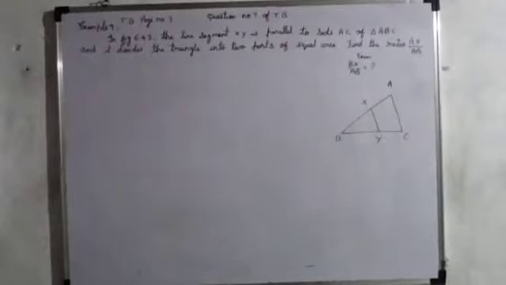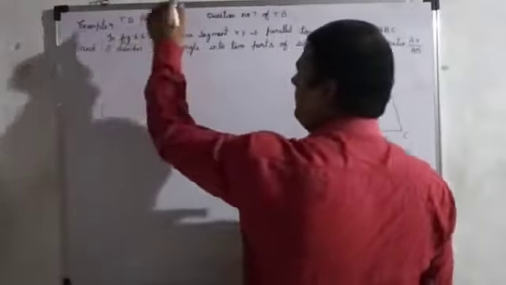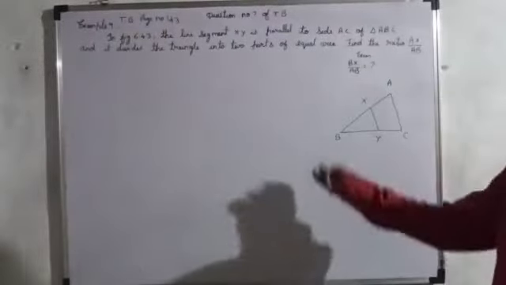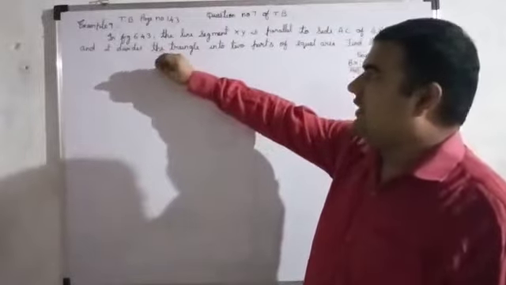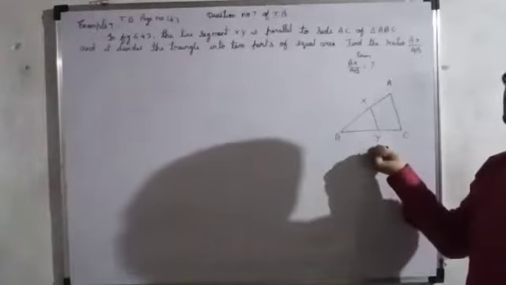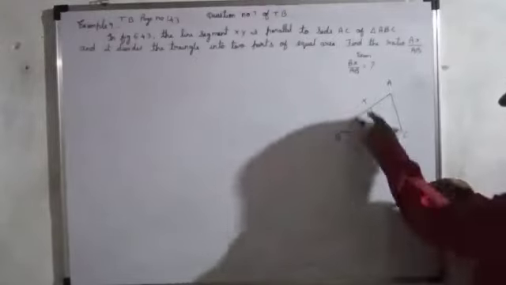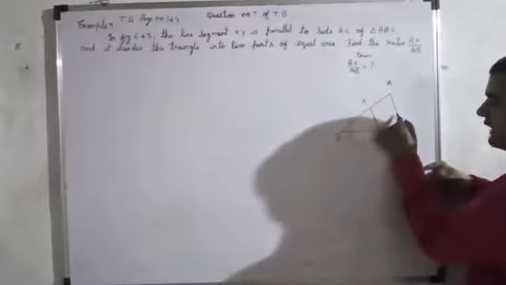Hello students, today we will start with example number 9 of page number 143 of triangles. I think many of you have doubt in this, so we will clear it. So what is the question? See, in figure 6.43, in the textbook it is given 6.43, the line segment XY is parallel to AC.